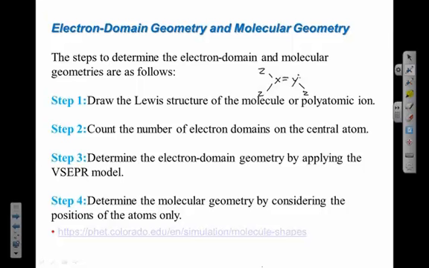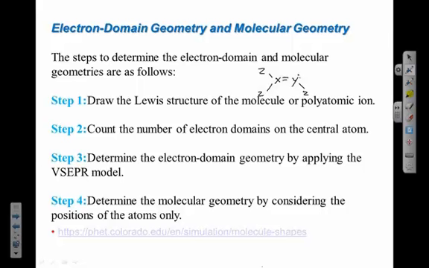Y also has 3 electron domains, a single bond, a double bond, and a lone pair. So its electron domain geometry is also trigonal planar. But it only has 2 atoms attached. This lone pair is important because it causes these 2 atoms to be attached at an angle of about 120. But when I'm looking at the molecular geometry, I'm just looking at where those atoms are. And since they are at an angle, that tells me that's bent.